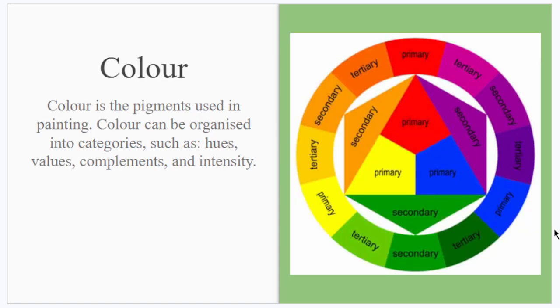Color. Color is the pigments used in painting. Color can be organized into categories such as hues, values, complements, and intensity. If you look off to the side, you will see a color wheel, which gives you the primary, secondary, and tertiary.